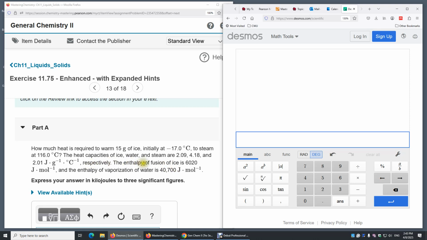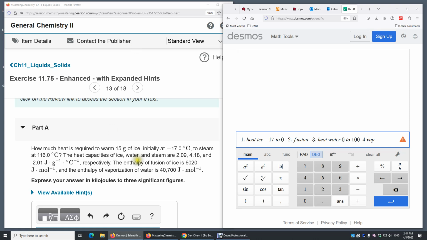Now let's do the calculation. There are 5 steps. Step number 1, we heat up ice from negative 17 to 0 degrees Celsius. Step number 2, fusion. At 0 degrees Celsius, we melt the ice. After the ice is melted, we'll heat up the liquid water from 0 to 100 degrees Celsius, followed by vaporization.